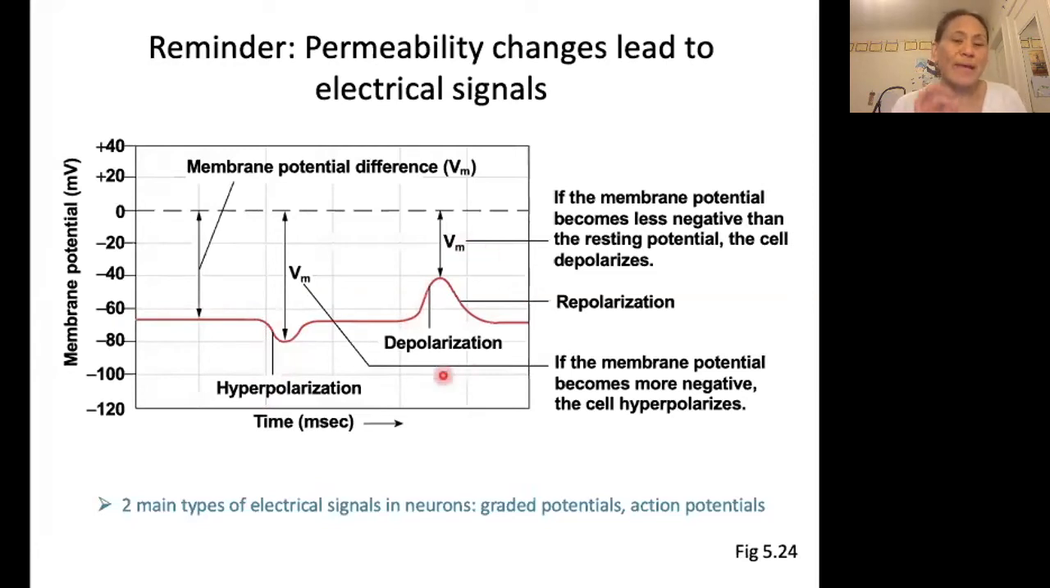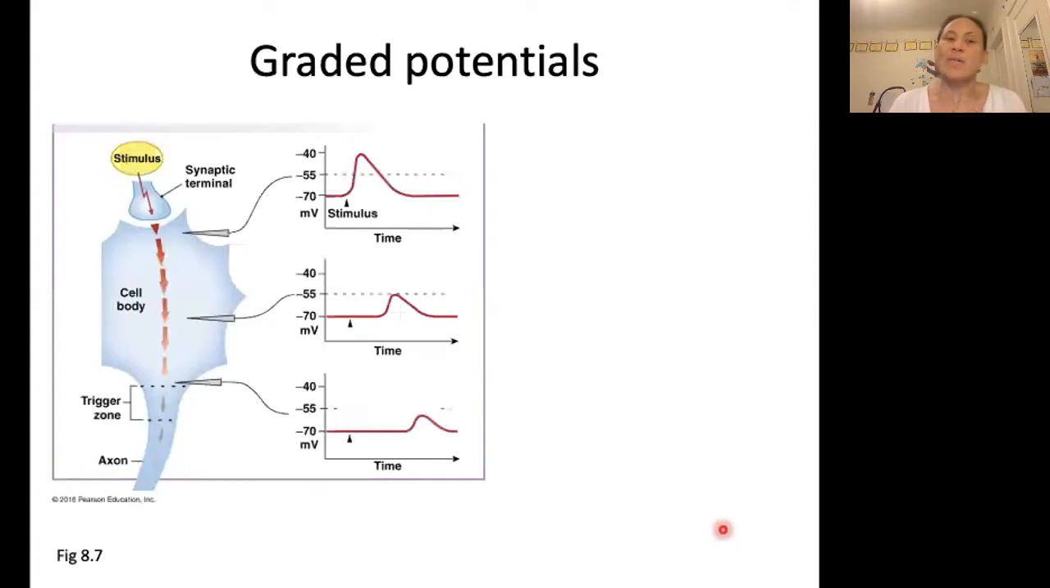We have two main types of electrical signals that we get in neurons, graded potentials and action potentials. And I'm now going to explain to you some of the differences between graded potentials and action potentials. So let's start off with graded potentials.